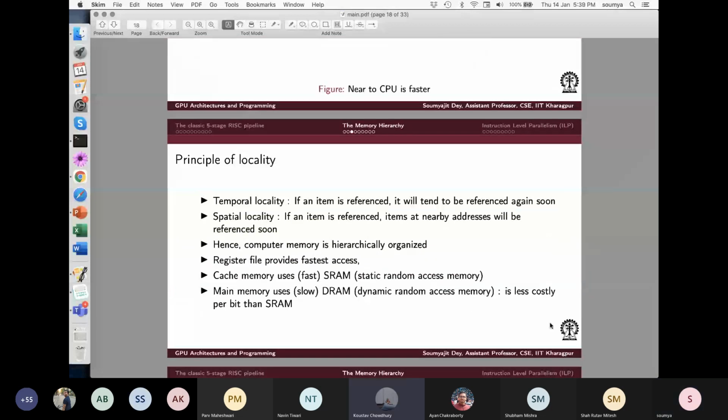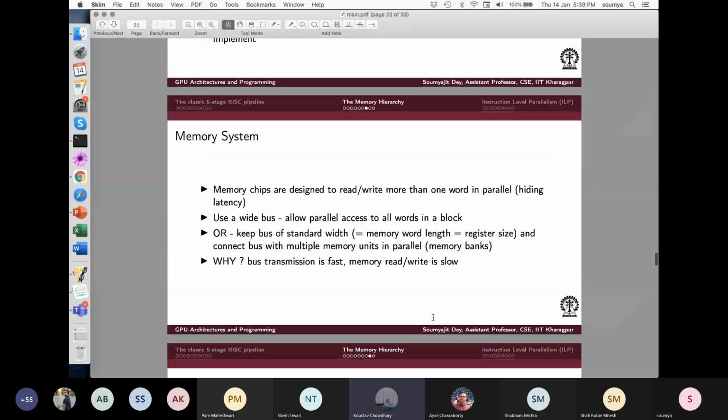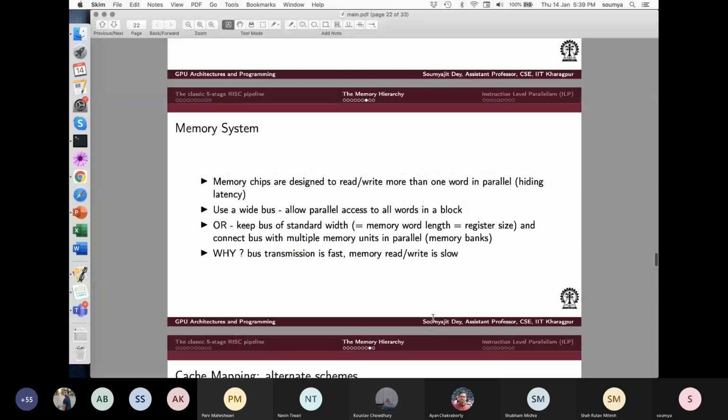So I have a question. In the memory system, you mentioned that the bus transmission is fast and the memory rate is slow. Could you explain why? And how is this whole system designed? How is a single bus reading from multiple locations without increasing the bus width? How does this take place, and how is this operation fast?